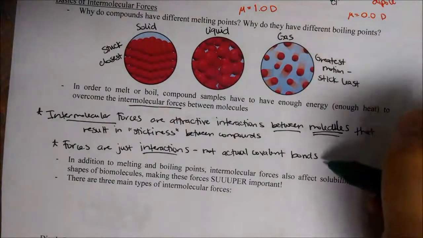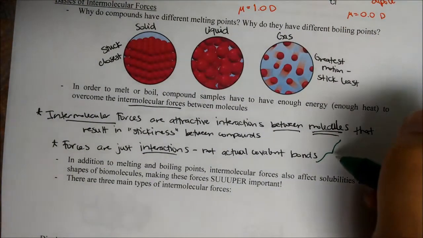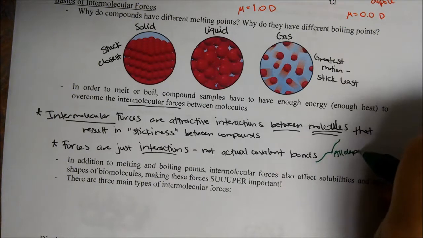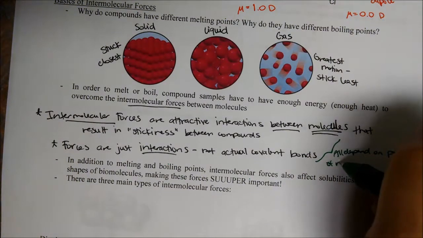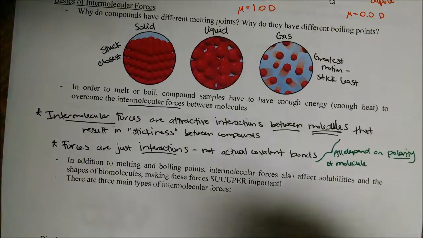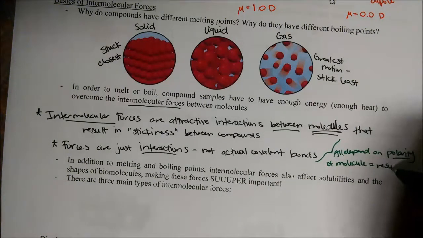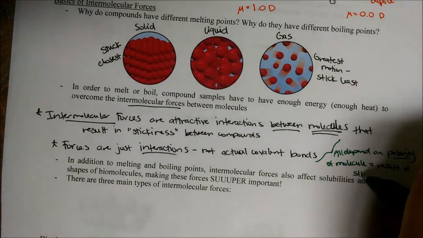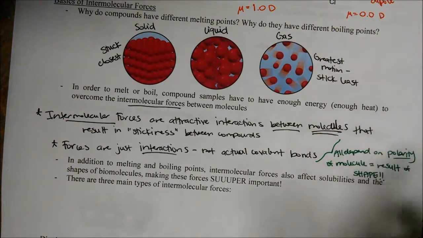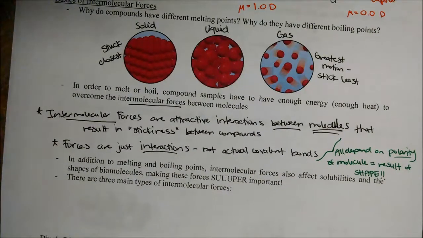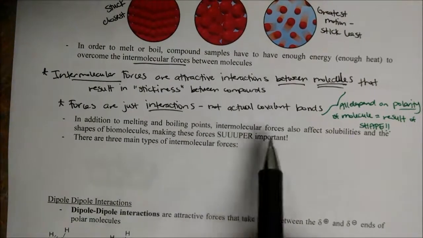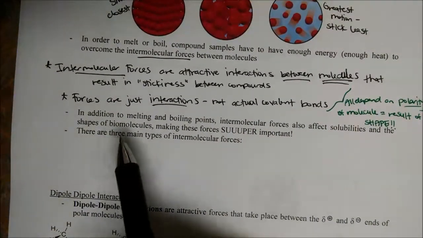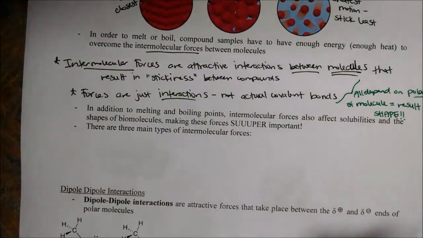And the strength of these forces rely heavily on polarity. So these all depend on polarity of the whole molecule. So we spent so much time on it. And this, of course, is a result of shape. So you need to understand and be able to predict shape before you can predict polarity, to be able to predict the intermolecular forces between the molecules. In addition to melting and boiling, intermolecular forces also affect solubilities and are responsible for the shapes in biomolecules. So these are super, super important.